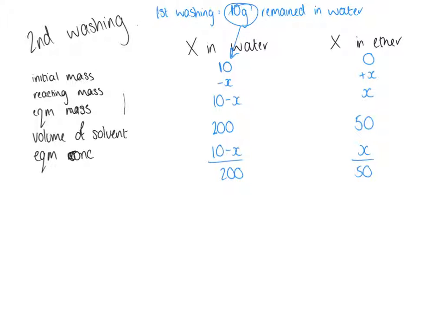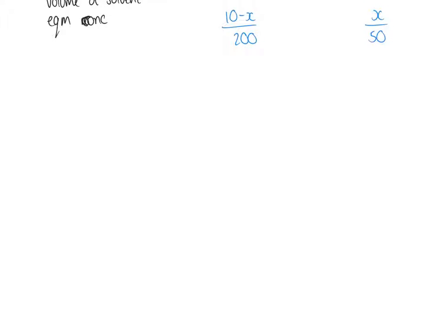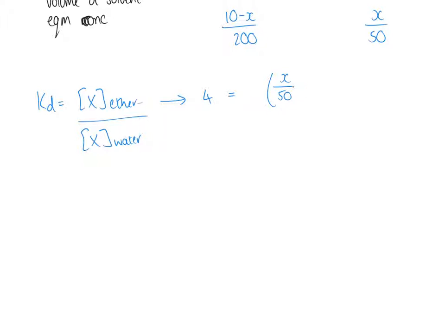Again, as before, I'm just going to plug this into my expression for KD. Again, you could try this yourself and then see how you get on. So KD is the concentration of x in your ether layer over the concentration of x in your water layer. I'm told in my question that KD is 4, that hasn't changed. The concentration of x in ether is x over 50. Concentration of x in water is 10 minus x over 200.